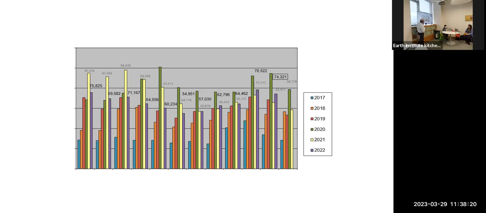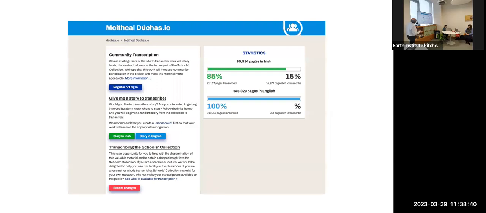You can see that over the years, starting in, well, this only goes back to 2017, but currently, and this is the current one here, the maroon color here, we're averaging about 65,000 visits to Dúchas, to the site every year. So it's still extremely popular. And just to give you an idea, this is now the current state of play. When we started, there was about 58% of English language material transcribed. It's now 100% transcribed. And people are phoning up saying, have you nothing for me to transcribe?